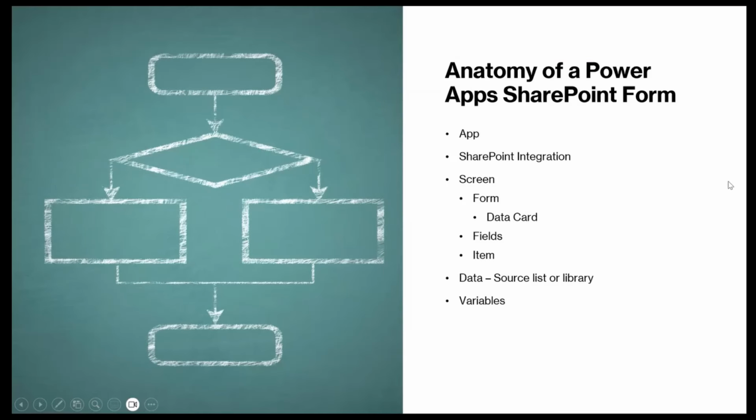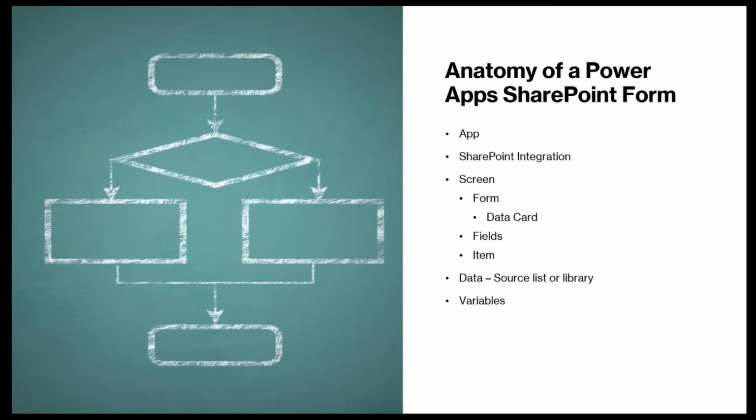The main components that we'll see within Power Apps Studio when it finishes loading are an app component, the SharePoint integration component, and a screen. The screen component will include a form component. Within the form, generally you're dealing with lots of data cards that represent each of the individual fields within the form. There will be a data source back to the list or library that you're customizing. You can bring in other data sources if you want as well. We'll have some variables there if we need them.